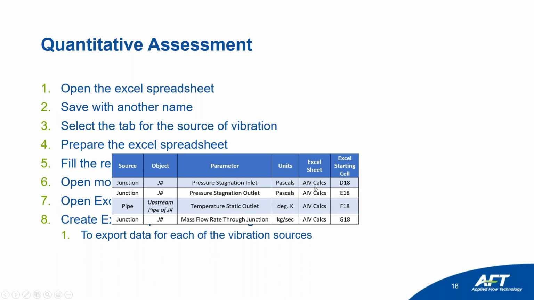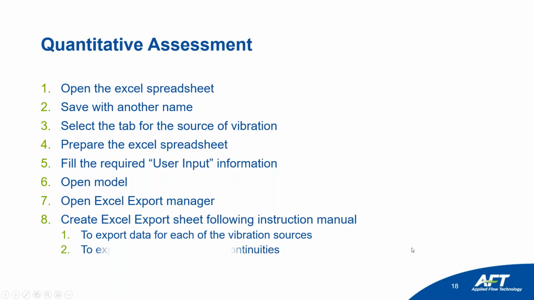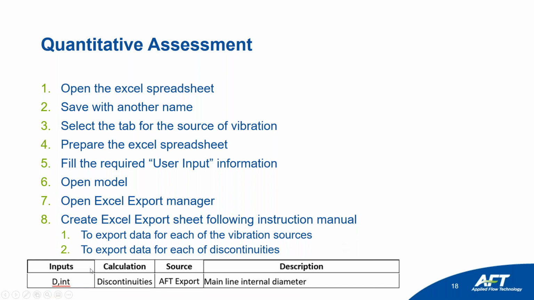Then we have to specify the Excel spreadsheet that we had selected. In this case, we're selecting AIV Calcs. That's the name of the tab in the Excel spreadsheet. And then we have to tell them what cells it is going to be exported to. So it will be cell D18 for the first source. Then we have to export the data for each discontinuity. The only element variable information that we have to export is the mainline internal diameter that the discontinuity is connected to.